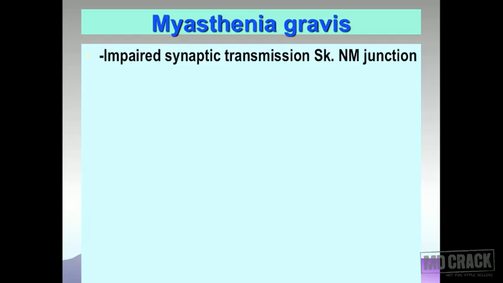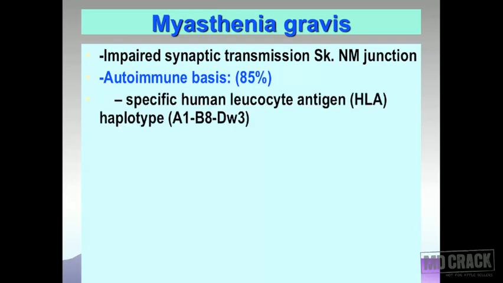We need to know something about myasthenia gravis. So here's some important information about myasthenia. Mya is muscle, asthenia is weakness, and gravis because it's a serious condition. There's impaired synaptic transmission across the skeletal neuromuscular junction in myasthenia. What could be reasons? In 85% of the cases, there's an autoimmune basis, and there's a specific human leukocyte antigen, that's HLA haplotype A1B8DW3 demonstrated in these patients.